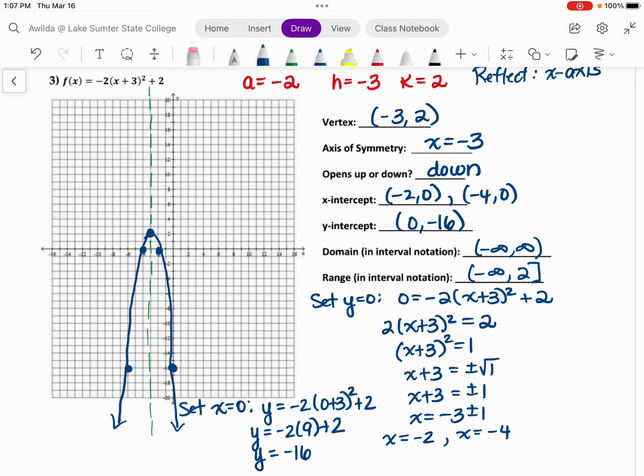Again, if we think about transformations on the parent function, I see 3 transformations. I see a horizontal shift 3 units to the left. I see a vertical shift 2 units up. And then I see actually 4 transformations because I also see a vertical reflection across the x-axis because of the negative sign. And I also see some stretching because we're multiplying by a real number other than 1. So 4 transformations here: a horizontal translation, a vertical translation, a reflection, and also a stretch.